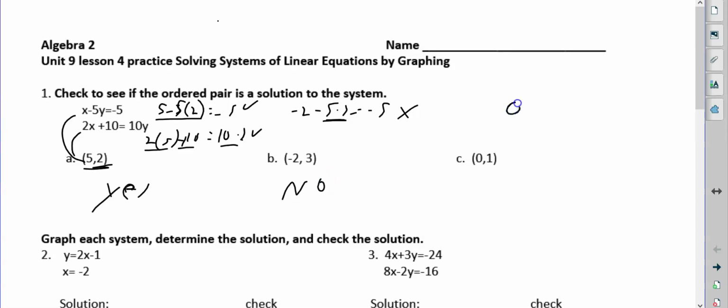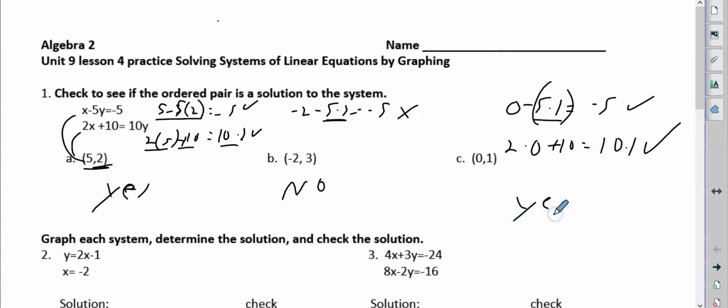Now 0, 1. 0 minus 5 times 1 equals negative 5. Well, that's negative 5. This is 0 minus 5 times 1, which is negative 5, or negative 5 times 1. Doesn't matter. Different ways of looking at it, you get negative 5. And then 2 times 0, which is 0, plus 10, which is 10, equals 10 times 1, which is 10. Check. Yes.